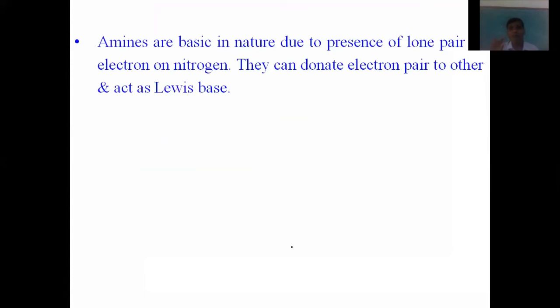Comparison of basic nature of pyridine and pyrrole. First, tell me why the amines are basic in nature. Pyridine as well as pyrrole, both are amines. Why are they basic in nature? Nitrogen has a lone pair of electrons, and they can donate this electron pair to another substance, and hence they act as a Lewis base. This is a very common statement.